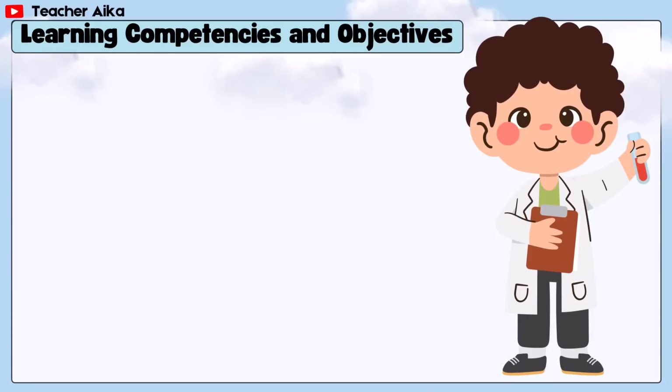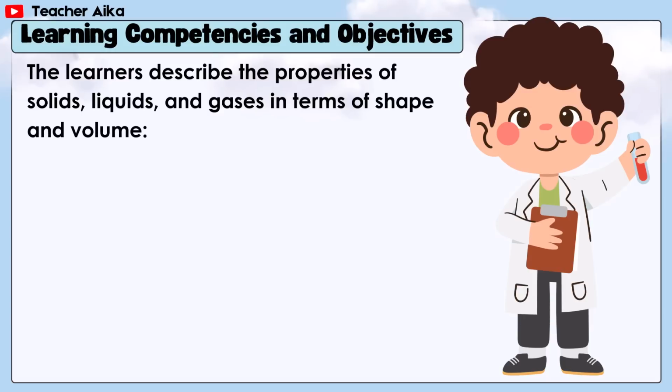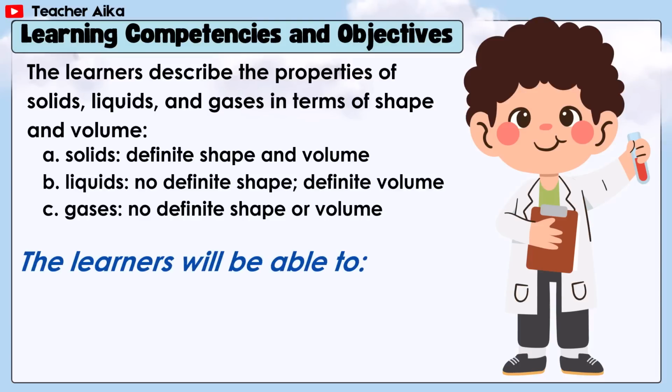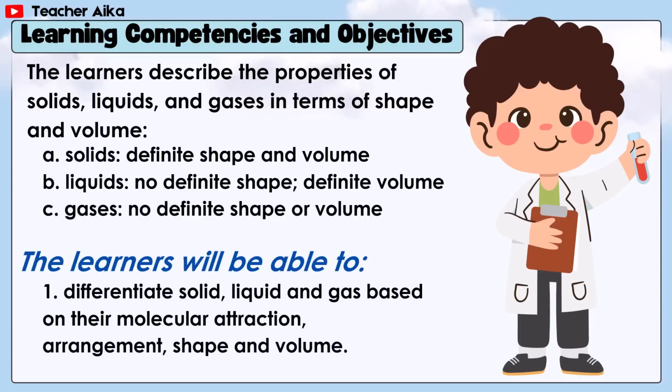Learning competencies and objectives. The learners describe the properties of solids, liquids, and gases in terms of shape and volume. A. Solids, definite shape and volume. B. Liquids, no definite shape, definite volume. C. Gases, no definite shape or volume. The learners will be able to differentiate solid, liquid, and gas based on their molecular attraction, arrangement, shape, and volume.